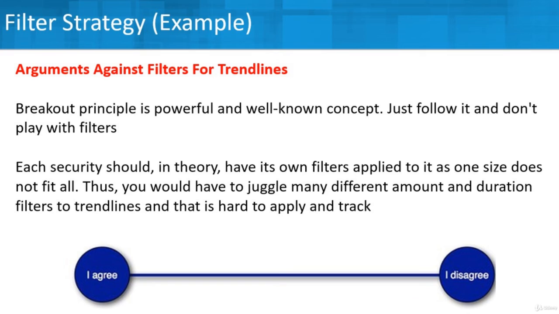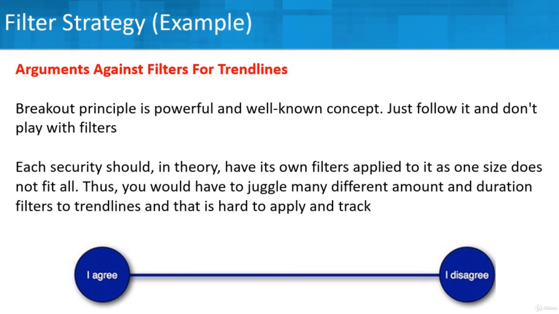Another argument would be that each security should, in theory, have its own filters applied to it, as one size does not fit all, right? Each security is its own kind of entity. Thus, you'd have to juggle many different amount and duration filters on trend lines to really make it work or be a fair application of it. And that's hard to apply and track, right?